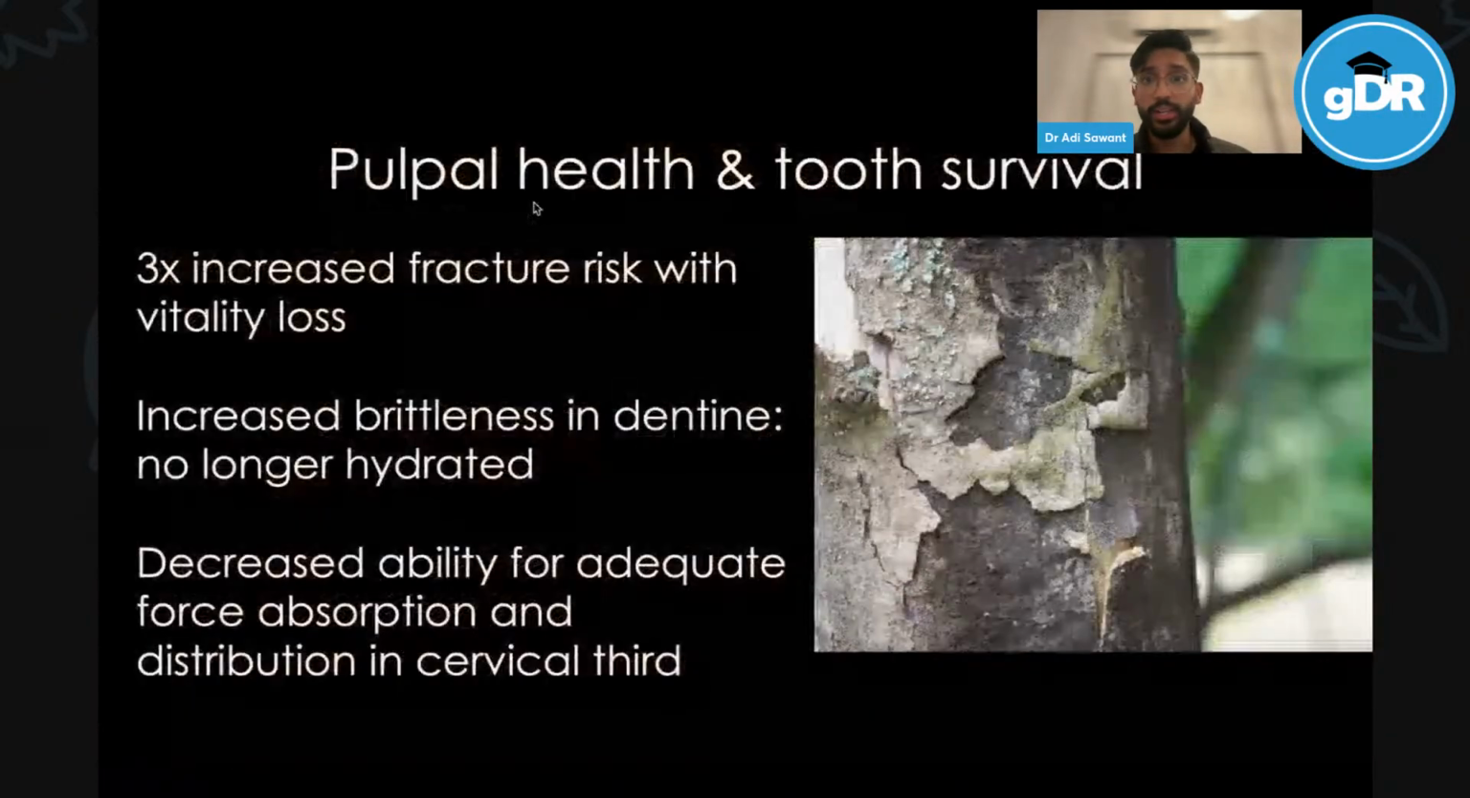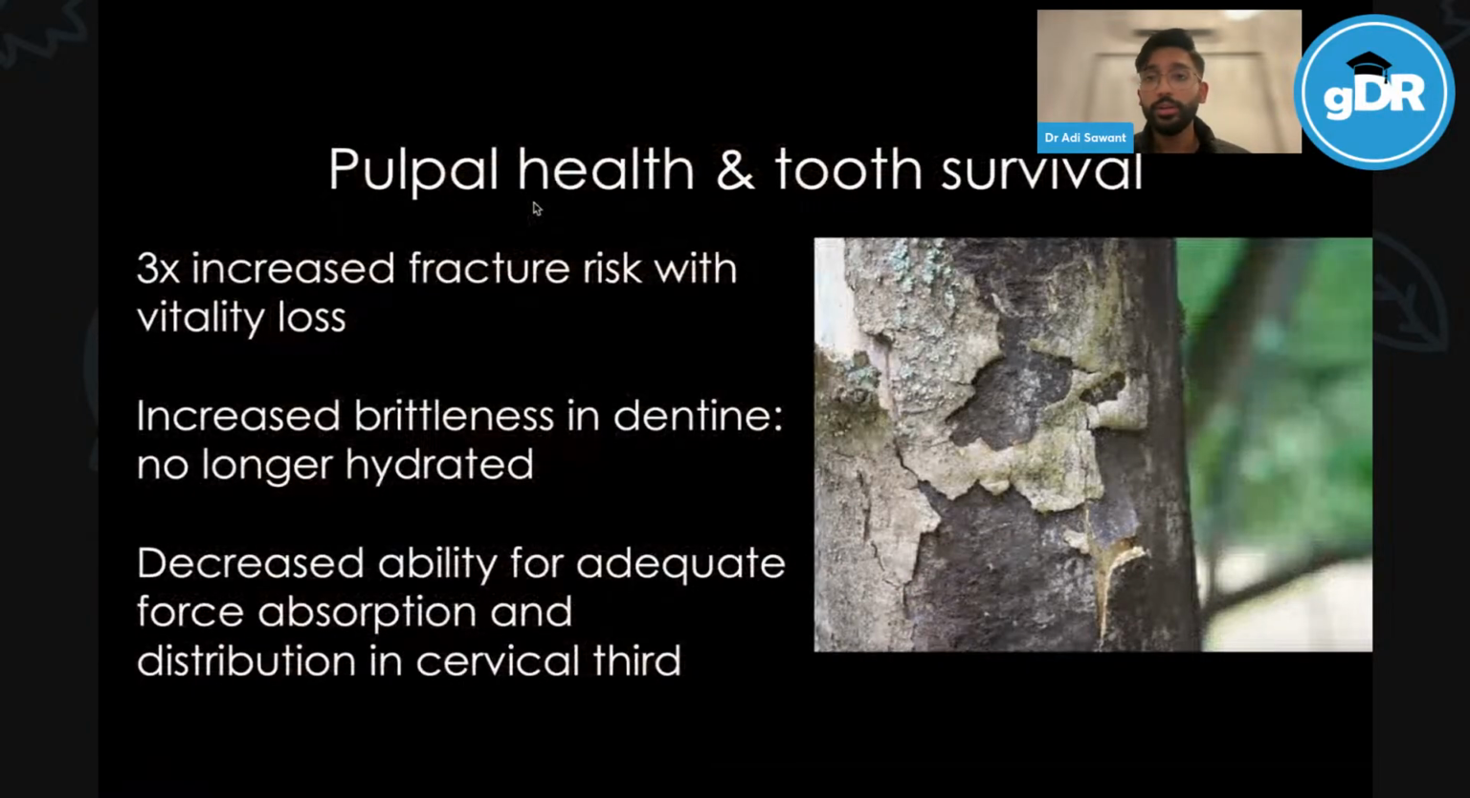Now, pulpal health was one of the other goals that we were aiming for. We already know that a tooth needing a root canal or going through a root canal increases its risk of vertical root fracture in general, and that's why we're cusp covering a lot of these teeth. The other thing that happens is because the tooth is non-vital, the dentine's no longer supplied by pulpal fluid. We've got increased brittleness in the dentine. It's no longer hydrated. Think of it kind of like bark on a tree. You can see on the right, when the tree's quite dead, that bark is super brittle. So it's the exact same thing.